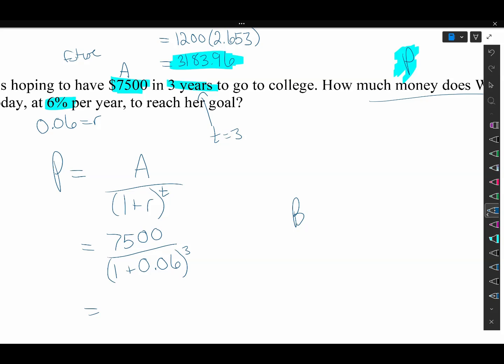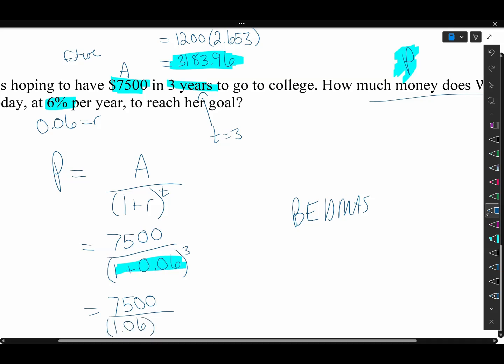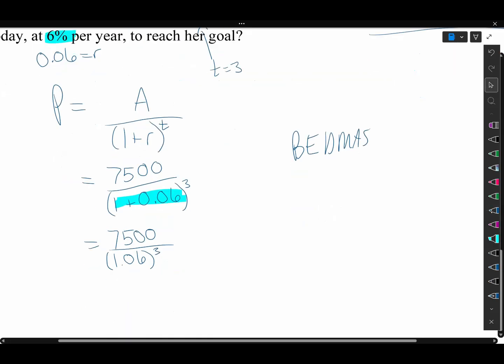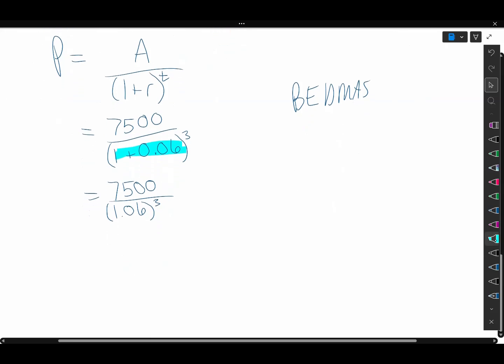As I work through here, I need to make sure I follow my BEDMAS. Following my BEDMAS, the very first thing, I need to make sure I evaluate what's inside my brackets. I can do that. That's 1 plus 0.06. Fantastic. So I'm working with 7,500 divided by 1.06, all to the power of 3.